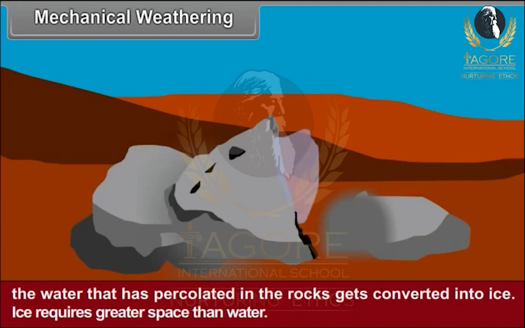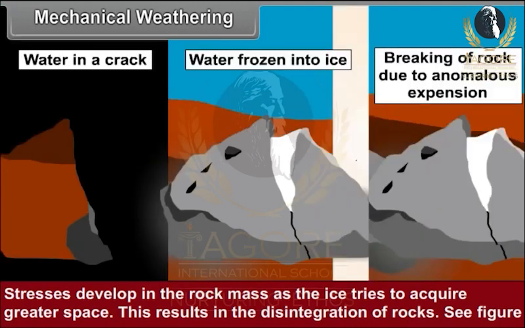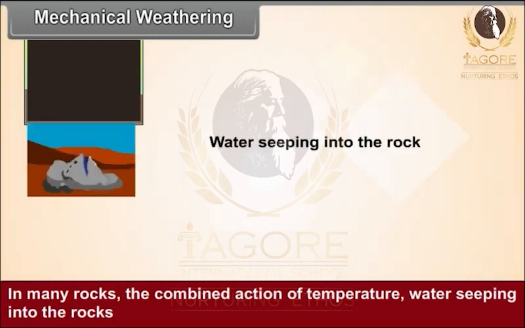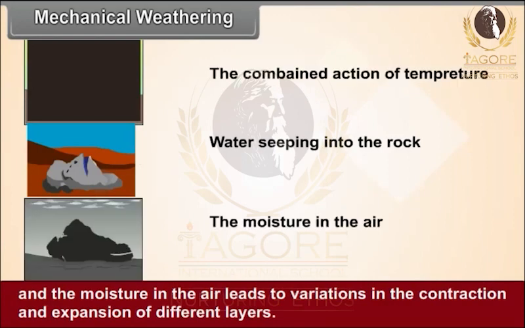See figure 8.2. In many rocks, the combined action of temperature, water seeping into the rocks, and moisture in the air leads to variations in the contraction and expansion of different layers. This results in the formation of sheets that fall away from the outer layer of the rock. This type of weathering is called exfoliation.